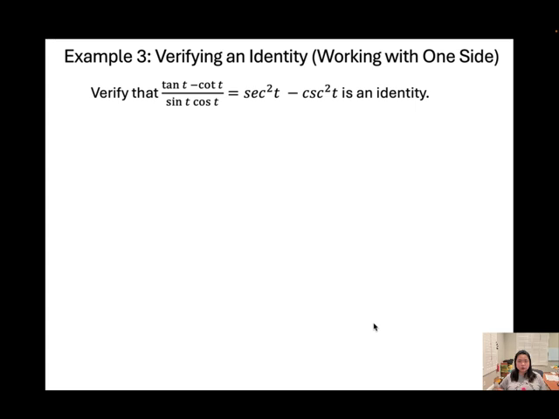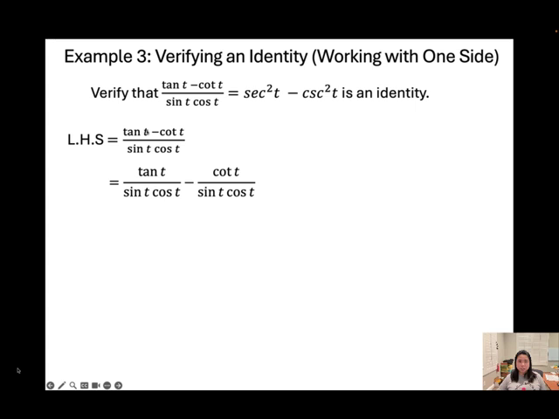Okay, example 3. Verify this identity. So this one, I will start with my left-hand side here. Since I have the common denominator here, I want to separate into two terms. That will be tangent t over sine t cosine t minus cotangent t over sine t cosine t. It's the same denominator, so I put them together. Now I'm going to separate it.